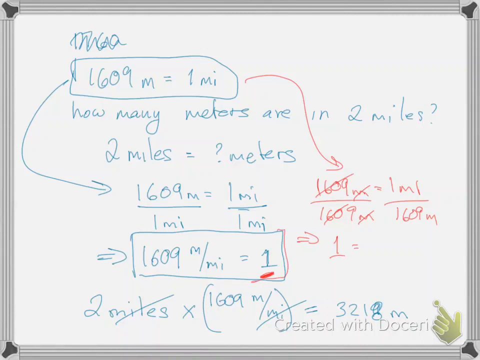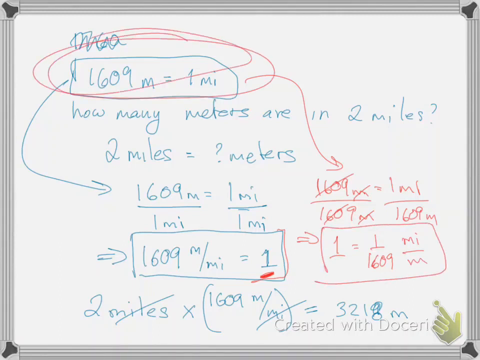Okay, so 1 equals 1 over 1,609, and the units that are left are miles per meter. So this is another conversion factor. For every equality, there are two conversion factors. And which one do I want to use when I'm converting miles to meters? Well, you got to use the one where the miles cancel and meters are left. Both of these conversion factors are correct, right?